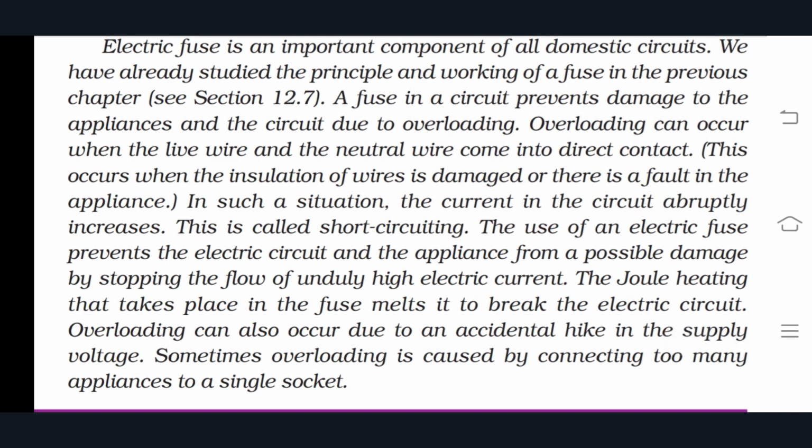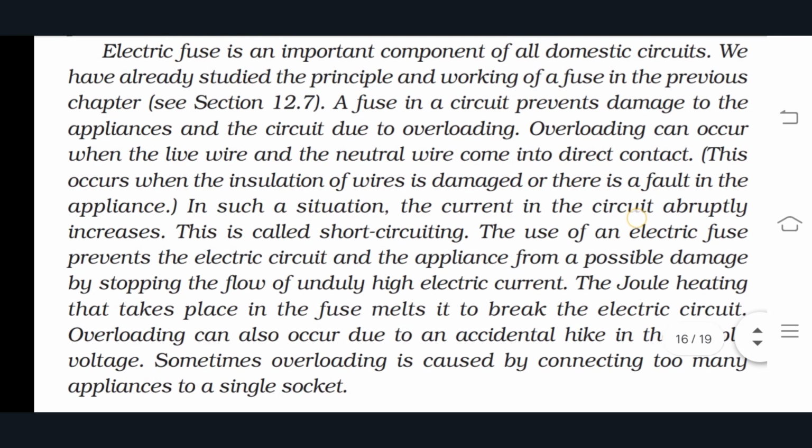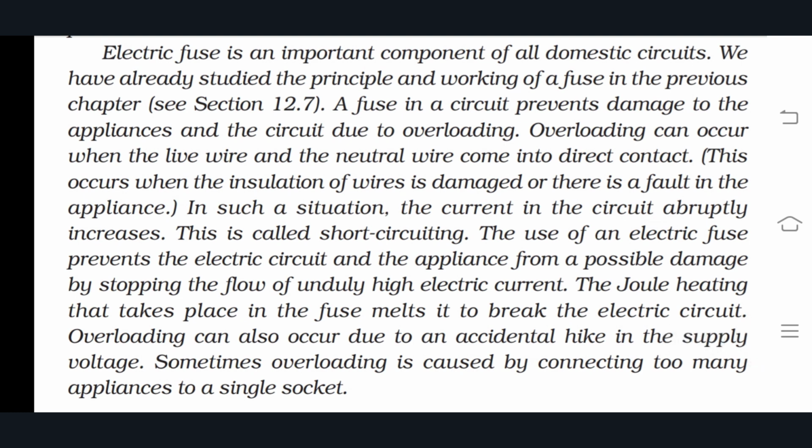Now, the electric fuse is an important component of all domestic circuits. We have already studied the principle and working of a fuse in the previous chapter. A fuse in a circuit prevents damage to appliances and the circuit due to overloading. Overloading can occur when the live wire and the neutral wire come into direct contact. This occurs when the insulation of wires is damaged or there is a fault in an appliance.